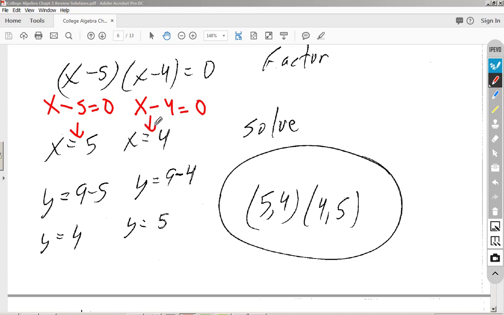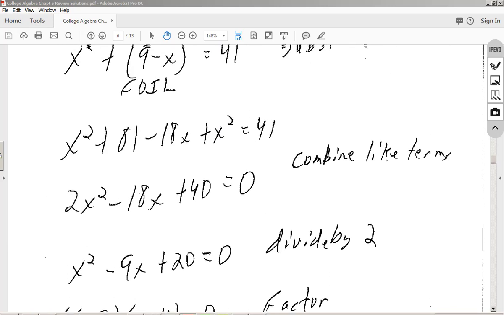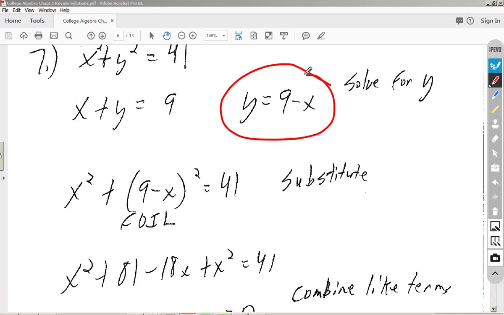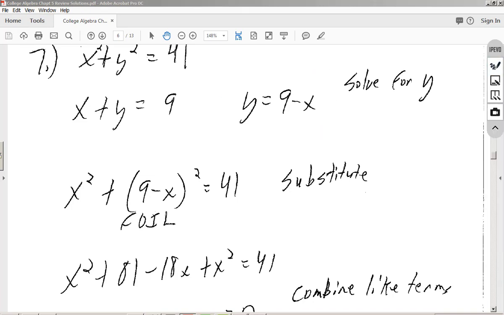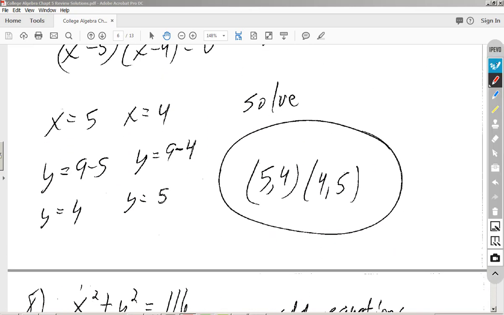Now that I know that my x values are 5 and 4, to find my y values, I go ahead and find my equation. It gave me my y. And so this equation right here, y equals 9 minus x, I'm going to use that equation to find my y values. So scrolling down here, so here's my equation. So y all equals 9 minus x. So now I'm going to go ahead and substitute in my 5 right here. So y is going to equal 9 minus 5, which is going to be 4.